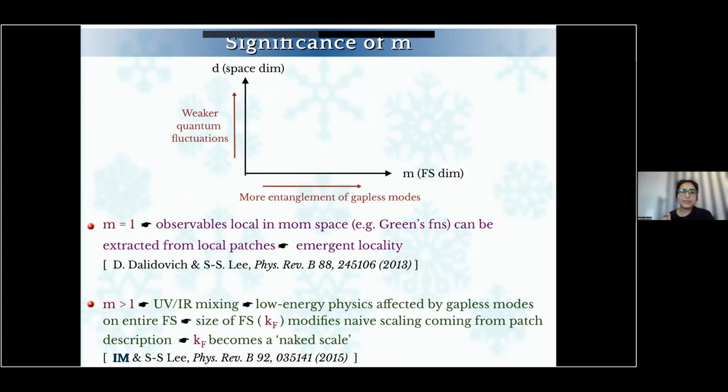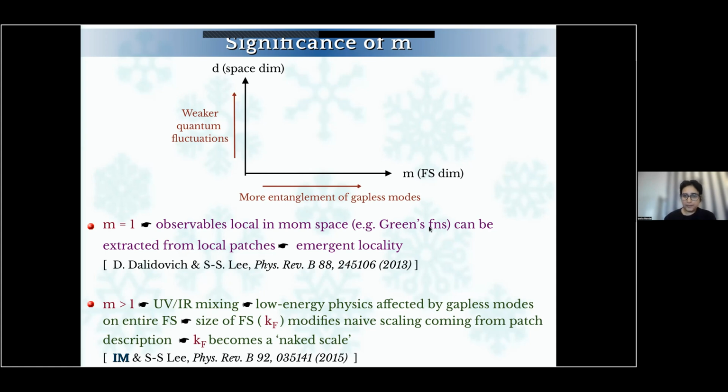Now, let me try to emphasize the significance of the various dimensionalities we have in the system. We know that there is this overall spatial dimension d, and if we increase d, the quantum fluctuations become weaker and weaker, and that's what I explained to you while explaining the dimensional regularization philosophy. Now, there is this other dimension m, which is the dimension of the Fermi surface. If we increase the dimension of the Fermi surface, then the gapless modes become more and more entangled with each other. Right at m equal to 1, the observables are local in momentum space. I mean, there is no entanglement with each other.